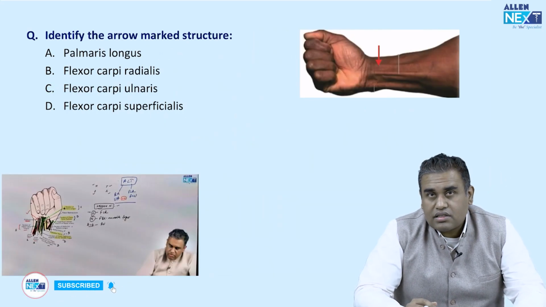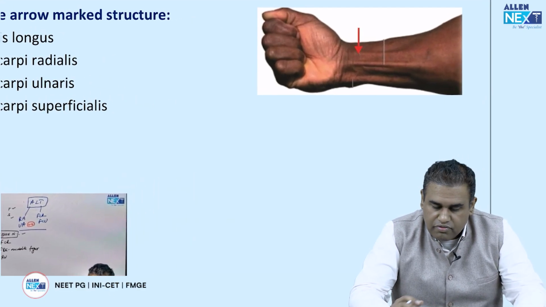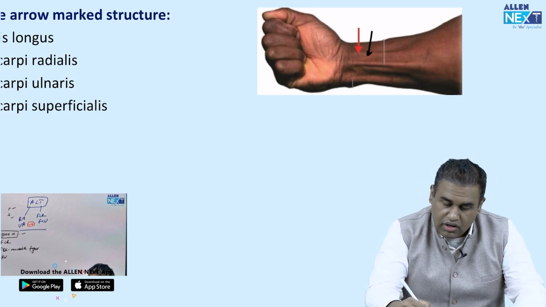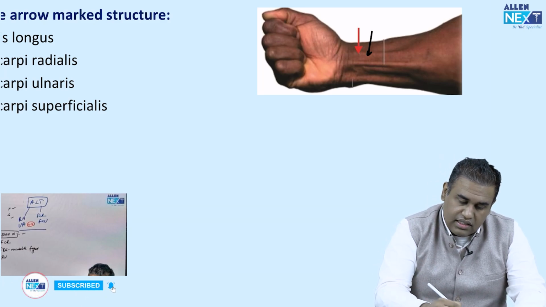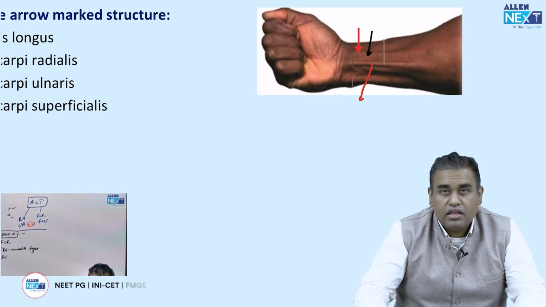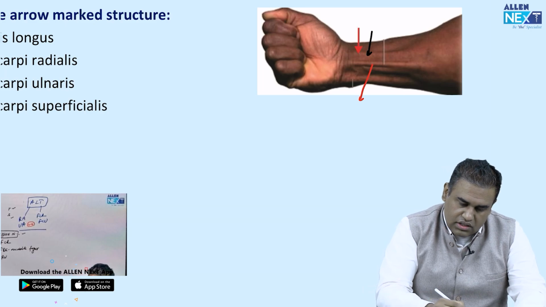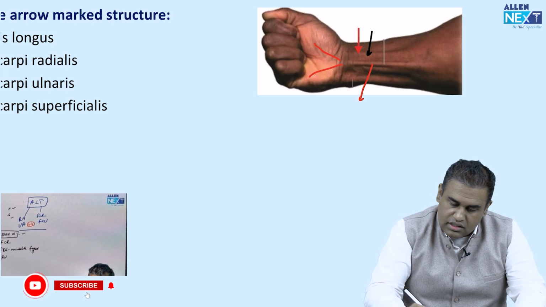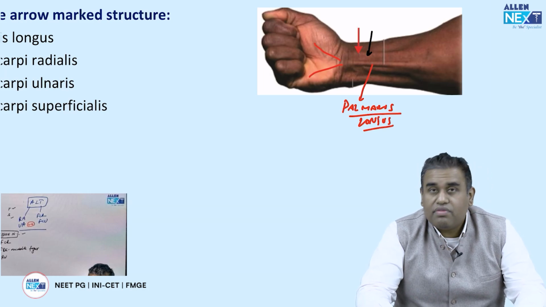Identify the arrow marked structure. According to the recall, according to the students, a photo like this was given, and there was an arrow towards the lateral aspect of the wrist. Now, in the wrist, on the flexor aspect, we see normally three tendons. The tendon that is projecting passes superficial to the flexor retinaculum, and it continues into the palmar part of the hand as the palmar aponeurosis. This tendon is palmaris longus. It's superficial because it passes superficial to the flexor retinaculum.